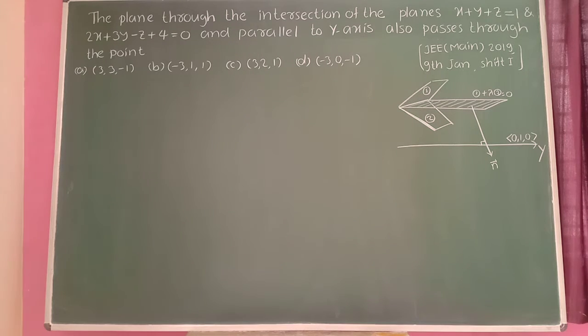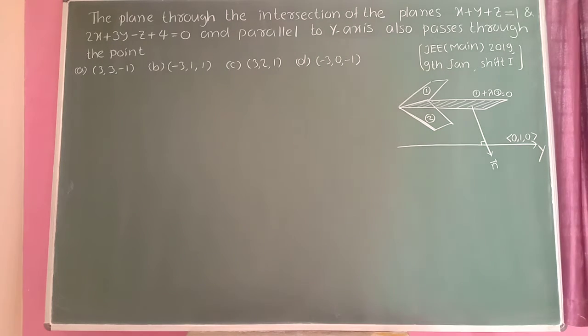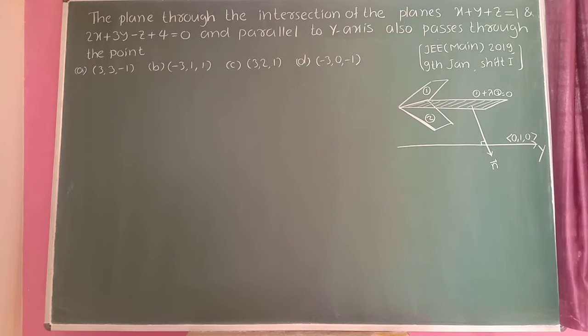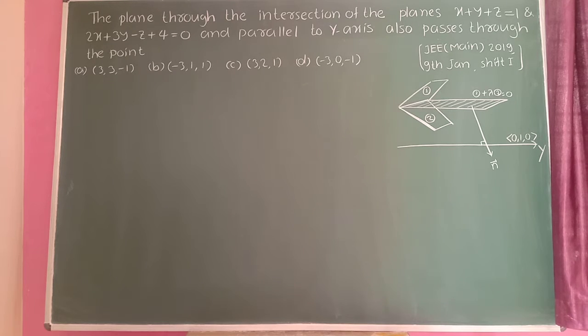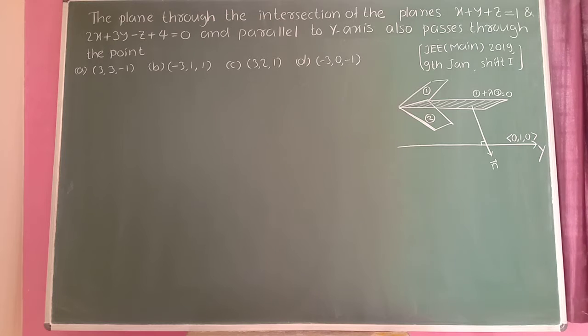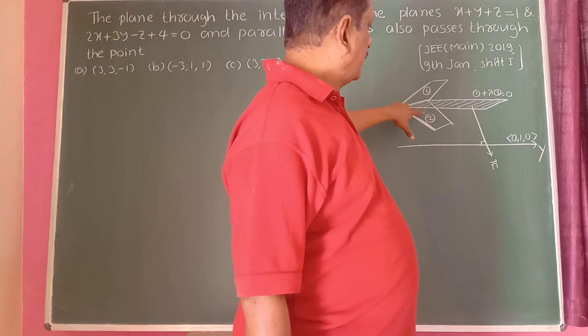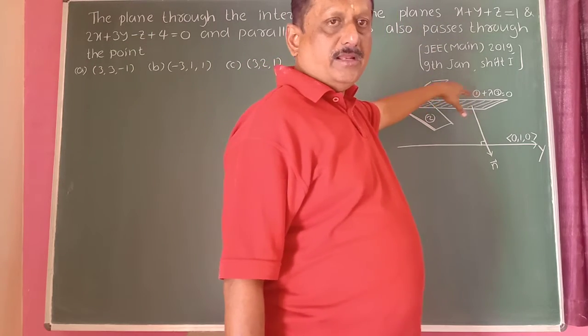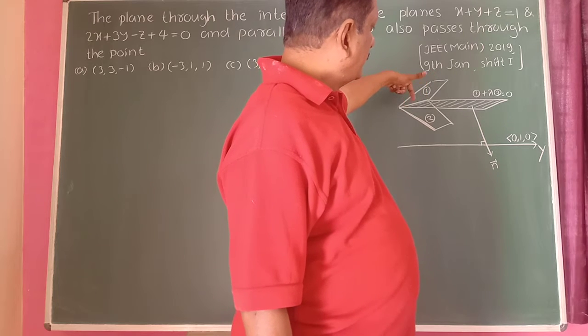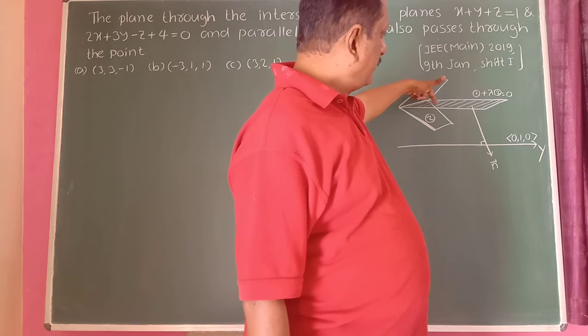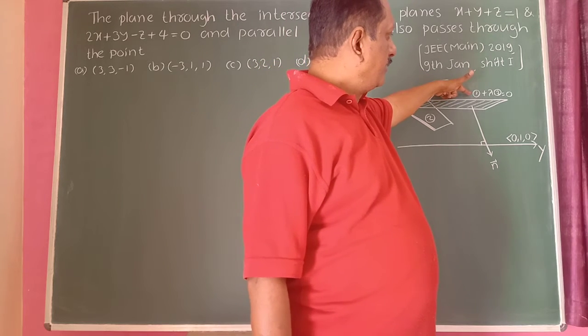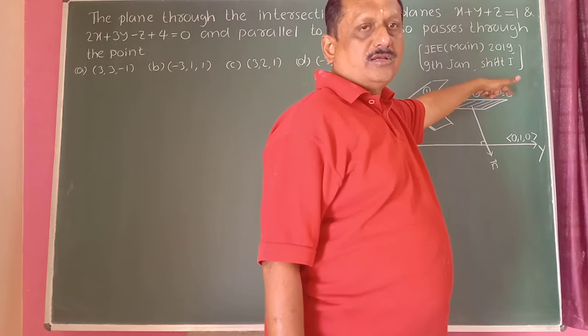So the plane is the intersection of the planes x plus y plus z equal to 1 and 2x plus 3y minus z plus 4 equal to 0, and parallel to the y-axis and also passing through the point here. Meaning here they have given two planes, first plane and second plane. Then this is a plane passing through the line of intersection of these two planes. So the equation of this plane is given by equation 1 plus lambda equation 2 equal to 0.